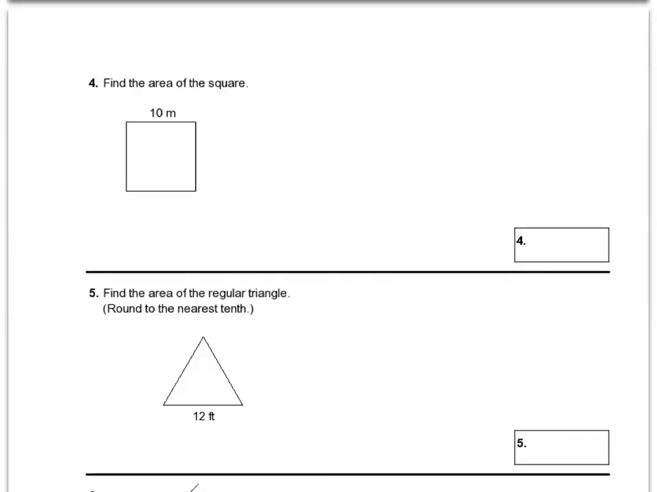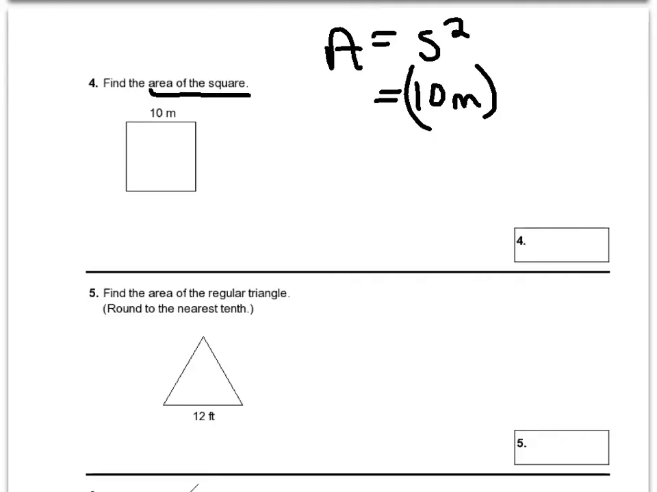All right. Number 2. Or I'm sorry, number 4. Problem number 4. Simply finding the area of the square. Again, the formula for area of a square is the length of the side squared. So we have 10 meters. That's the length of our sides, and we're going to square it. So the answer ends up being 100 square meters.